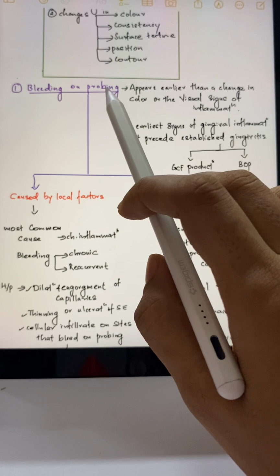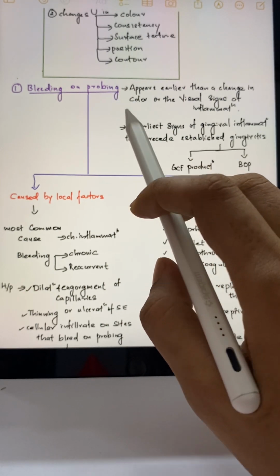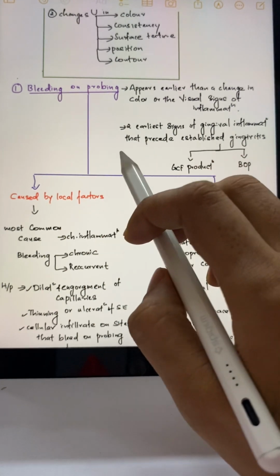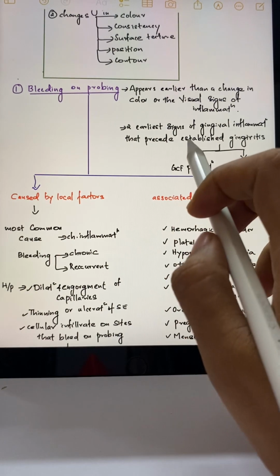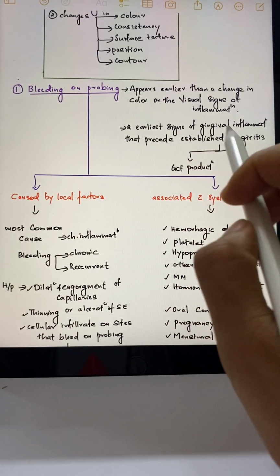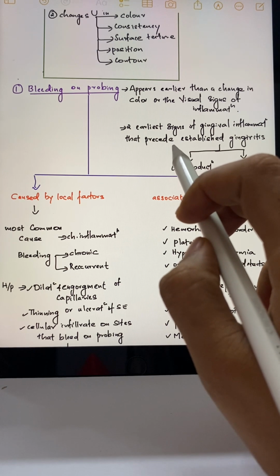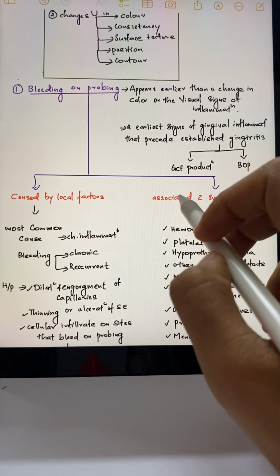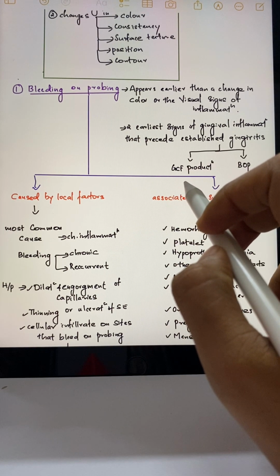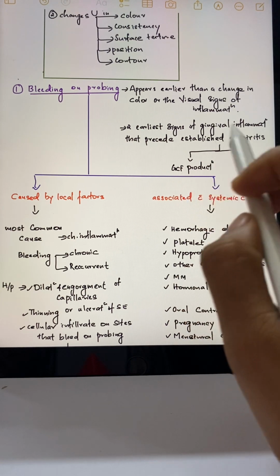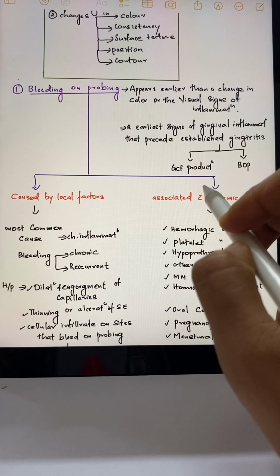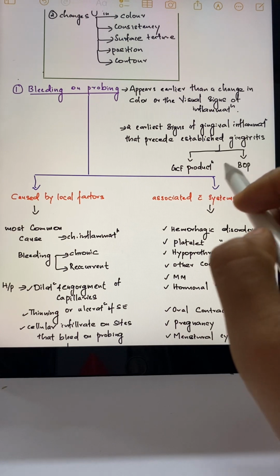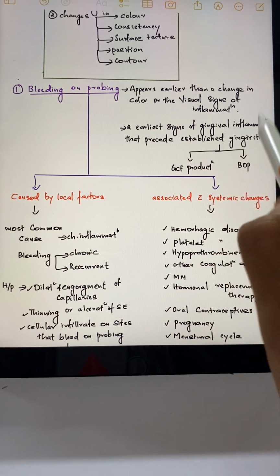Actually this bleeding appears earlier than a change in color or any other visual signs of inflammation. When I discussed the stages of inflammation, I explained the signs of gingival inflammation. In that I talked about the initial signs: in stage 1 and stage 2 we can see GCF production and bleeding on probing. When it goes to gingivitis grade 2, 3 and 4, more evidence of inflammation can be seen. So the two earlier signs of gingival inflammation are GCF production and BOP.